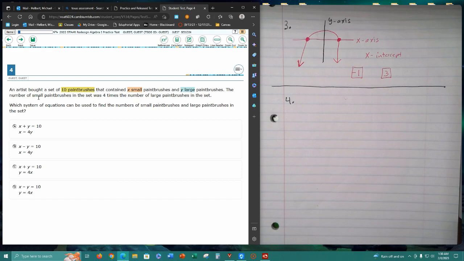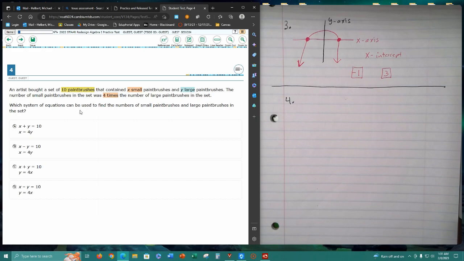It says the number of small paintbrushes in the set was 4 times. Okay, so the small paintbrushes was 4 times. So I'm going to highlight it the same color that we did small. The number of large paintbrushes in the set.